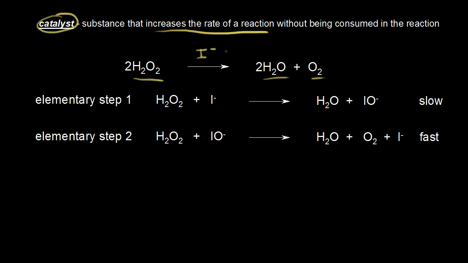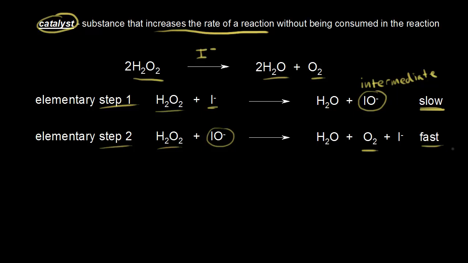Let's take a look at the mechanism for the reaction when we add our iodide anion as our catalyst. In the first step of the mechanism, you can see we have H2O2 and our iodide catalyst, and this forms the hypoiodite ion. So the hypoiodite anion is our intermediate. We are also given the information that this first step of the mechanism is the slow step. In the second step, another molecule of hydrogen peroxide reacts with our intermediate, the hypoiodite ion, and we get our oxygen, and this step is fast.